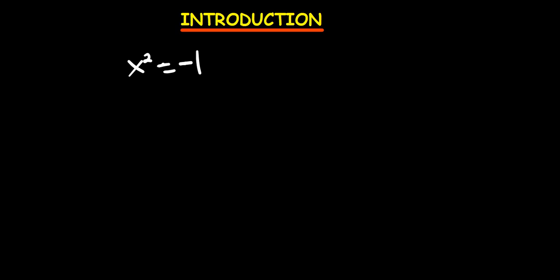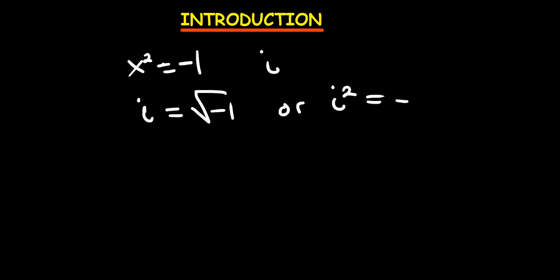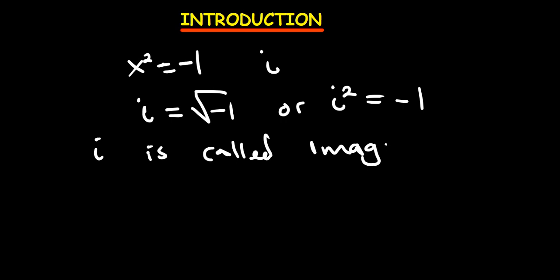And so we introduce the symbol i. The symbol i is equal to the root of negative 1, or i squared is equal to negative 1, like this. So i is called the imaginary number. Right, so now let us look at a question.